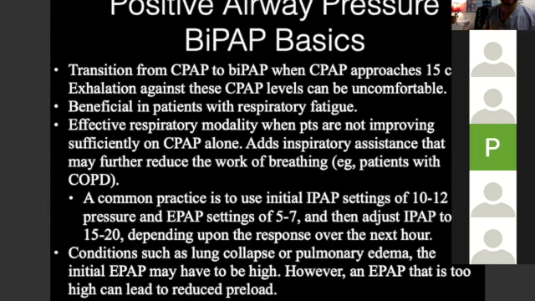BiPAP is an effective respiratory modality when patients are not improving sufficiently on CPAP and inspiratory assistance may further reduce work of breathing. Common practice is to use initial IPAP settings of 10 to 12 and an EPAP setting of 5 or 7. All right, so you set it at 10 over 5. That's where you could start. Then you adjust your IPAP to 15 to 20 depending on the response, just to get that tidal volume of 8 cc per kilo of ideal body weight.